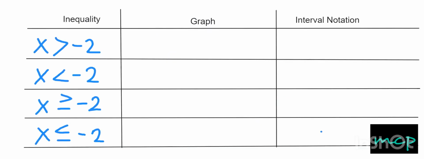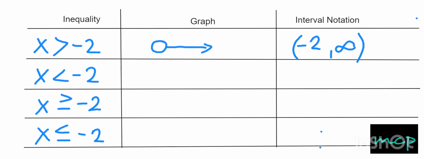Okay, so let us now summarize. For x is greater than -2, since that is greater than and it has no equal sign, just use a non-filled circle, and then since that is greater than, you have to use a ray that is going to the positive infinity. For interval notation, since that is not included, on the left side you have to use an open parenthesis and -2, and then to the positive infinity.